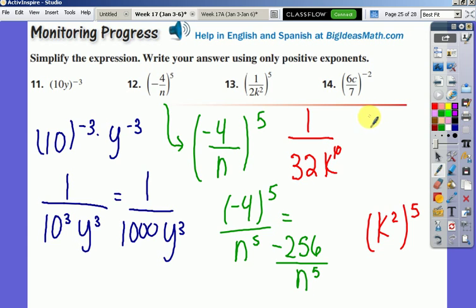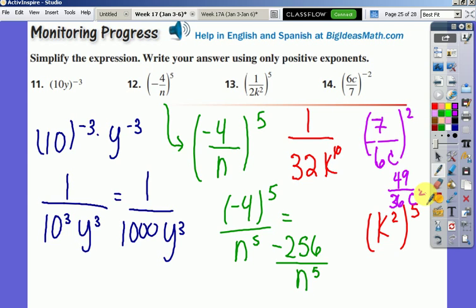Okay, and then this one. Daniel said we just flip these around. So we have 7 over 6c squared. So we end up with what? 49 over 36c squared. 49 over 36c squared for number 14. Looking at all those, were they okay?